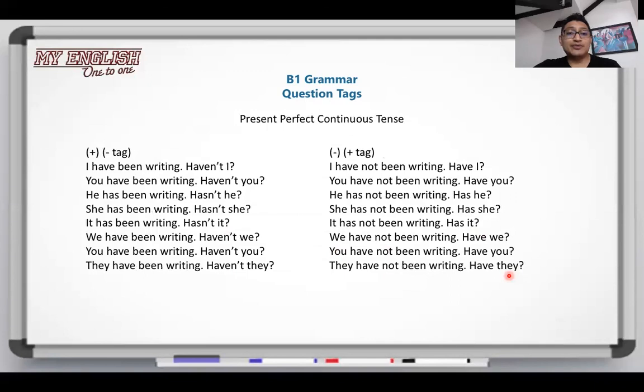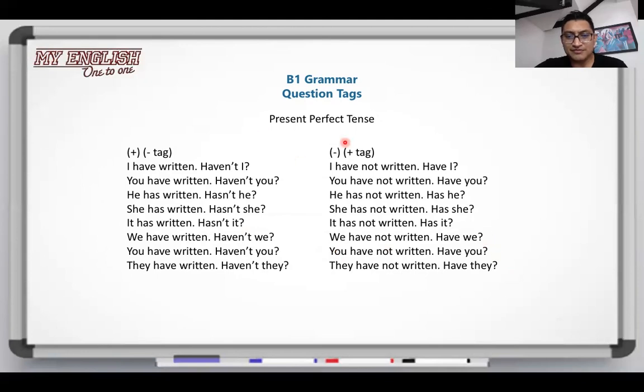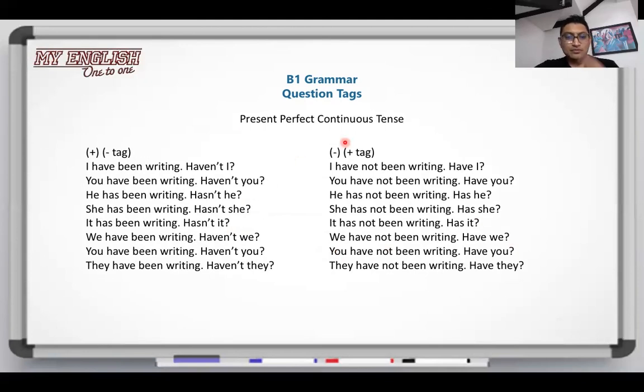Now we're gonna check the present perfect continuous tense, and basically the question tags are going to be the same as the present perfect tense. So don't worry. For example, positive sentences with negative question tag. I have been writing, haven't I? So if you check, the question tag goes just with the first auxiliary verb, have, not been, okay? So again, I have been writing, haven't I?